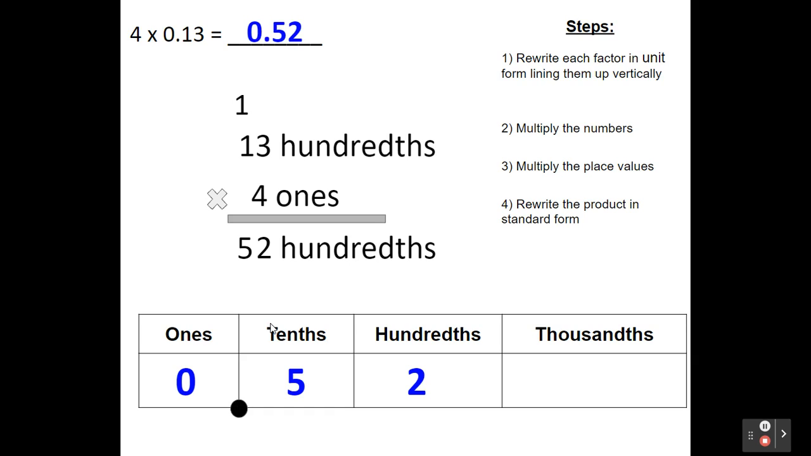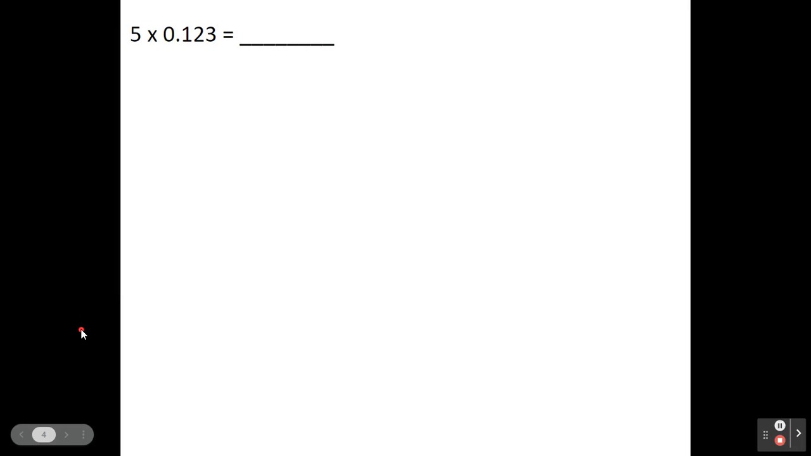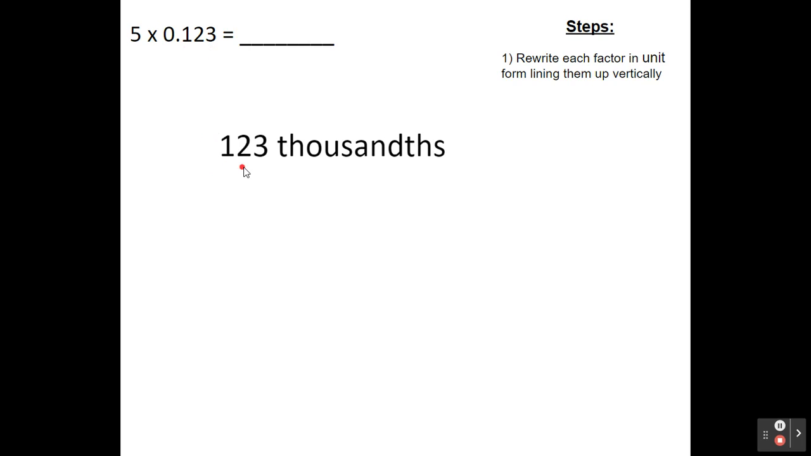Let's try one more problem together. Finally, let's multiply 5 times 0 and 123 thousandths. First step is to rewrite each factor in unit form, lining them up vertically, or one on top of the other. Since our second factor, 123 thousandths, has more digits in it, let's write that number first. Since the 3 is in the thousandths place, we're going to write 123 thousandths. The 5 is in the ones place, so we're going to write 5 ones underneath.